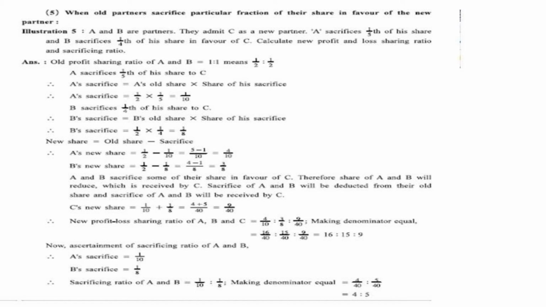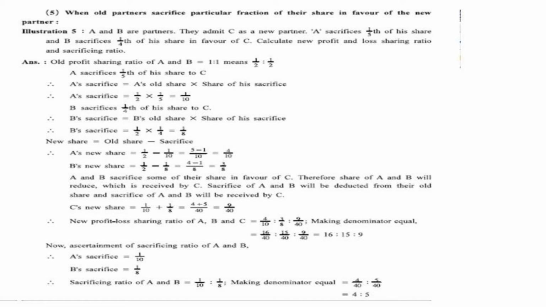Now ascertainment of the sacrificing ratio of A and B. A's sacrifice is 1 upon 10, and B's sacrifice is 1 upon 8. So the sacrificing ratio of A and B is 1 upon 10 ratio 1 upon 8. Here also we have to make the denominator the same. Here 10 and 8 are given in the denominator, so the LCM of 10 and 8 is 40.